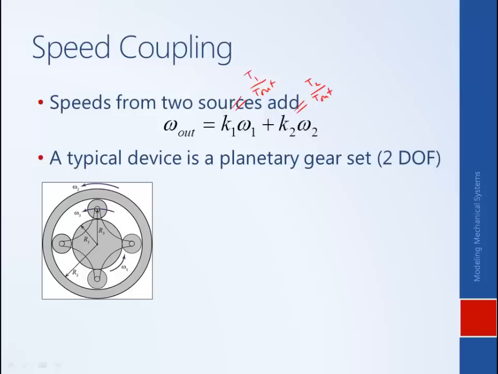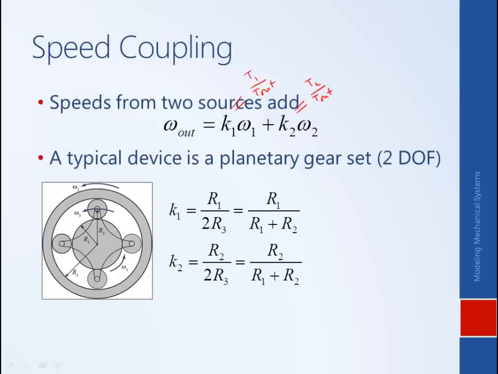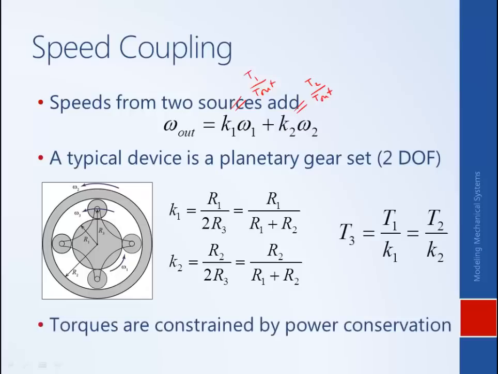The relationships between the various speeds of these different gears again goes back to this no slip condition, where the velocities at the point of interface must be equal because the gears mesh without slipping. And we won't go through it in this class, but you can derive these relationships by using this no slip condition and the geometry of the system. The torques are constrained by power conservation as we defined up here.